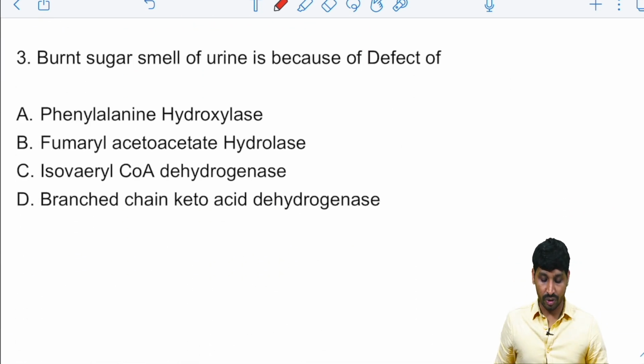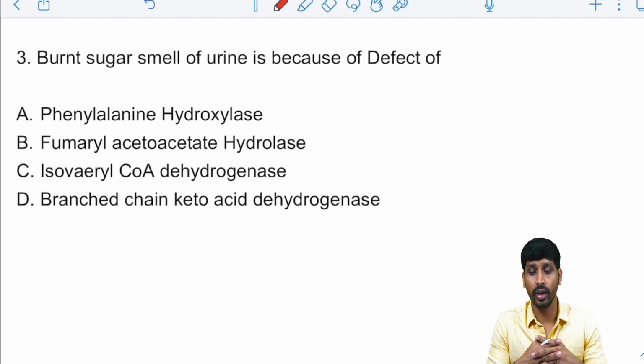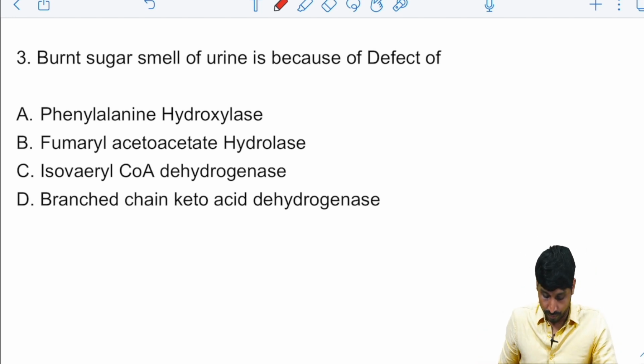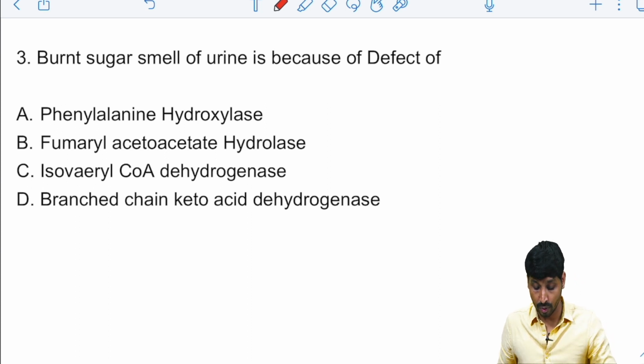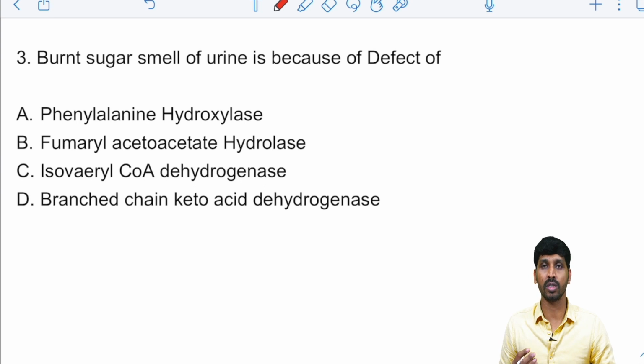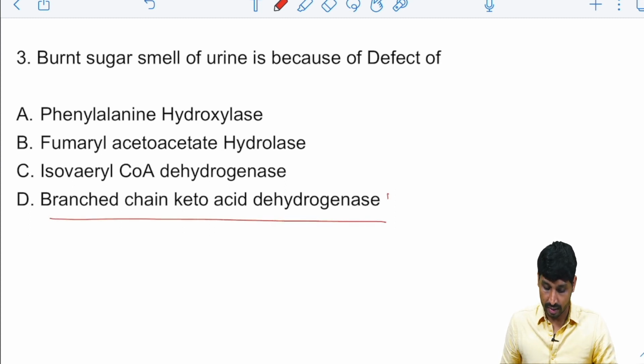So coming to the third question, burnt sugar smell of urine is because of the defect of... Here the options are phenylalanine hydroxylase, fumarate acetoacetate hydrolase, isovaleryl CoA dehydrogenase, and branched chain keto acid dehydrogenase. So 4 options have been given. Burnt sugar: we have already learnt in inborn errors of amino acid metabolism, maple syrup urine disease, which has a burnt sugar smell, right. And the key enzyme of branched chain amino acid metabolism, that is branched chain keto acid dehydrogenase, is the correct answer.